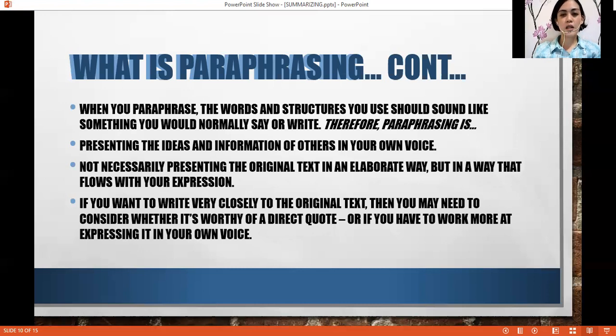Okay, next. Paraphrasing is not necessarily presenting the original text in an elaborate way, but in a way that flows with your expression. So depending on how you understood the point, you're going to do it that way or explain it that way. Next, if you want to write very closely to the original text, then you may need to consider whether it's worthy of a direct quote or if you have to work more at expressing it in your own voice. So there are statements by the author that need to be direct quoted.